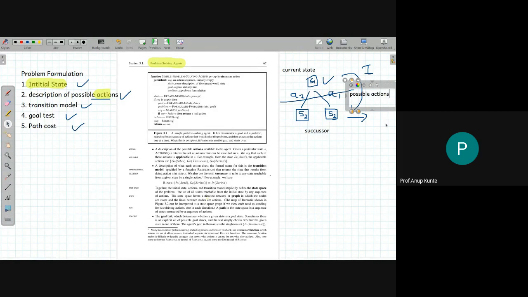And based on this, it actually defines a transition model. Why is it called a transition? Because you're changing the state, and that's why it is called a transition model or state transition model. You came across such a way of looking at computations when you studied automata theory. A similar kind of viewpoint is put forth by the problem solving agent while formulating the problem.